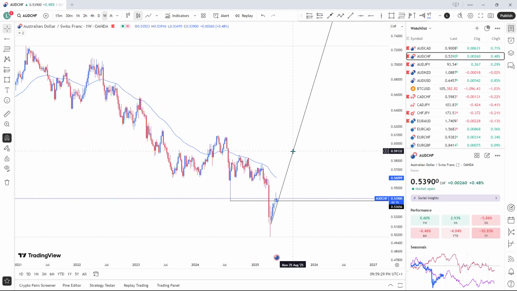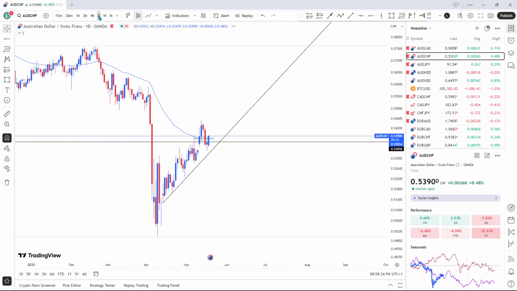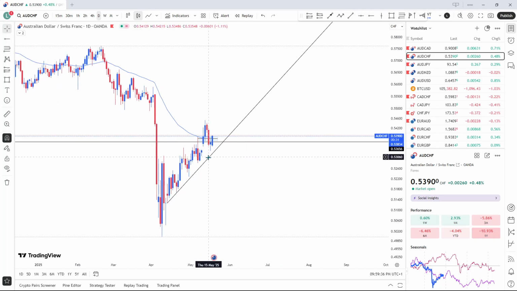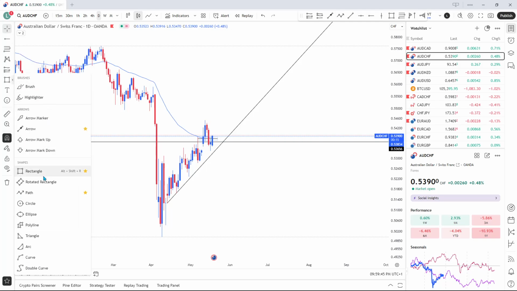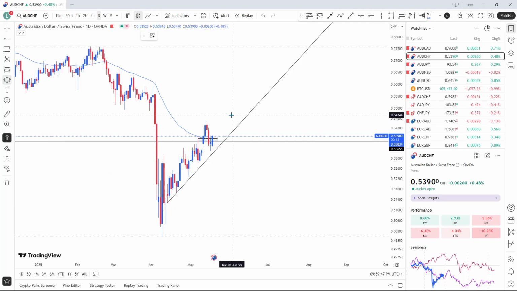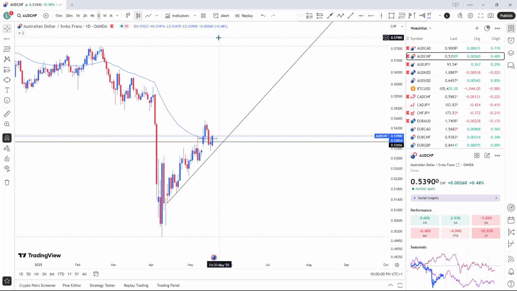AUD CHF, let's have a little look. So below the EMA, so it's currently downtrend. Okay, we've broke through, respected this trend. Still pushing up in this area here. Where is the shapes? In this area. Oh gosh. What's going on? Okay. This area right here has continued up.